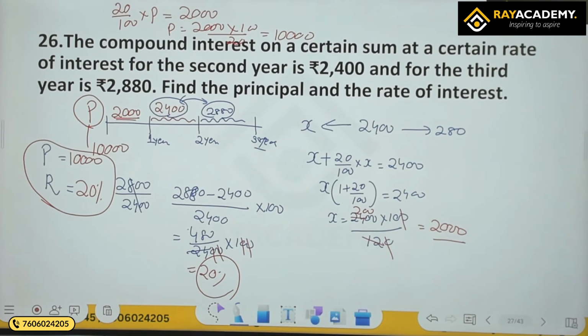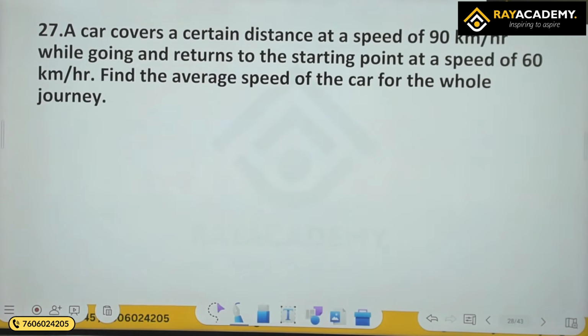So 26 is done. Now let's move to the next question, 27. It seems to be a time, speed and distance question. A car covers a certain distance at a speed of 90 km per hour while going and returns to the starting point at a speed of 60 km per hour. Find the average speed of the car for the whole journey.